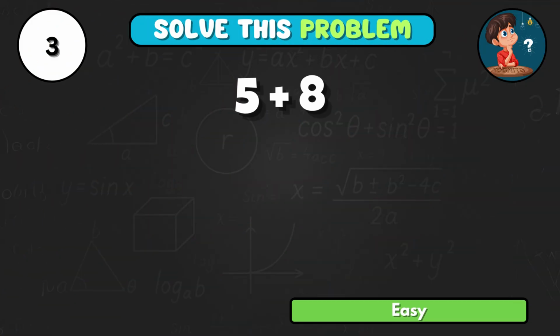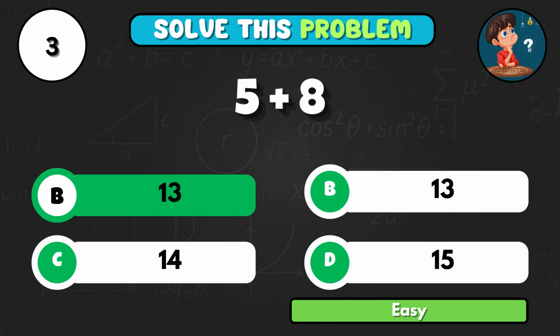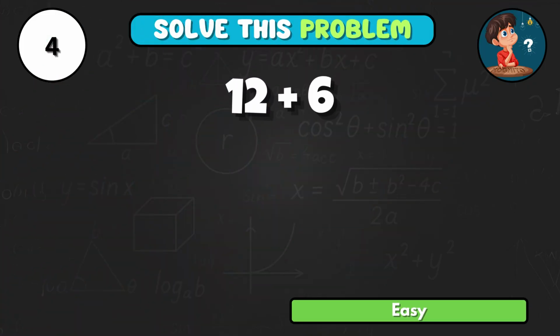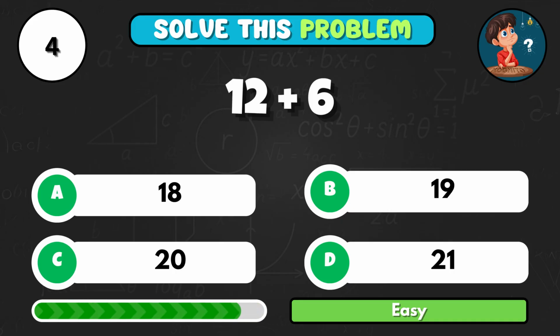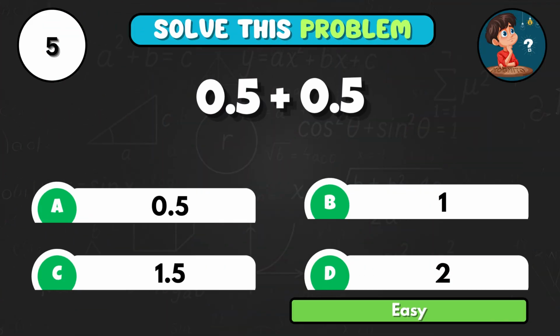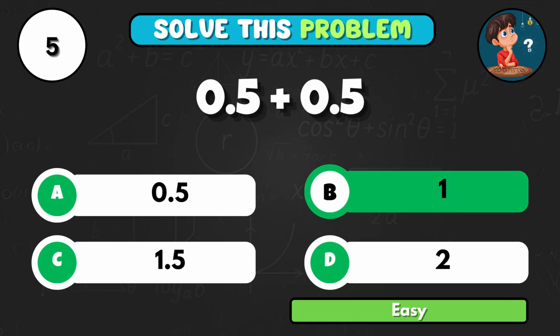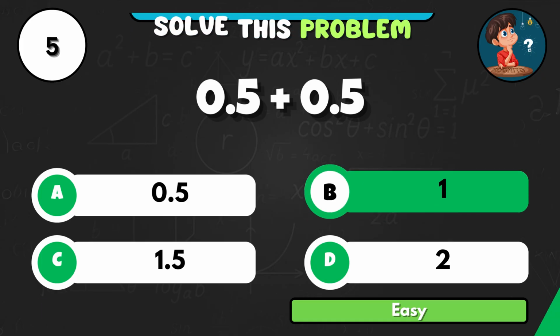5 increased by 8 equals... The right choice is B. It makes 13. If you put 12 and 6 together, what's the total? Go with option A. It comes to 18. Half plus half gives you... Option B is correct. The result is 1.